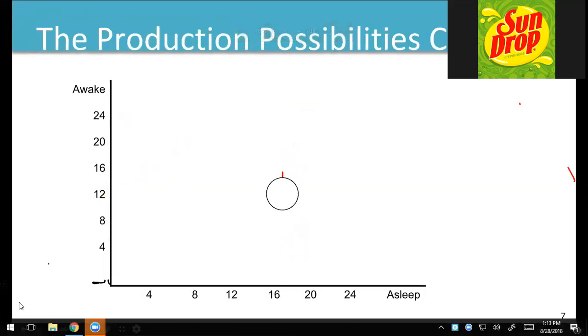We can graph this. And what do we get? We get a line that looks like this. 24 hours awake and then asleep. 24 hours asleep and then awake. 8 hours asleep, 16 hours awake. 12 hours awake, 12 hours asleep. 23 and a half hours awake, a half hour asleep. All right, we can graph this. She can't be out here somewhere. She can't do 50 hours worth of whatever in a 24-hour day, and she can't be down here somewhere. So, when it comes to the possibilities of how Haley is going to spend her day, how she's going to spend her day is going to be found somewhere on this line.